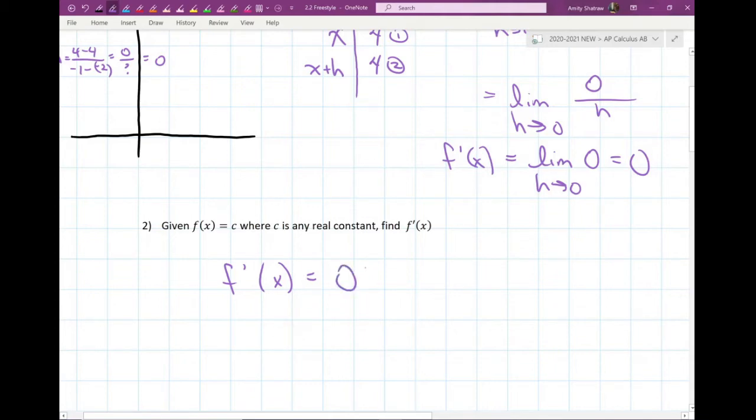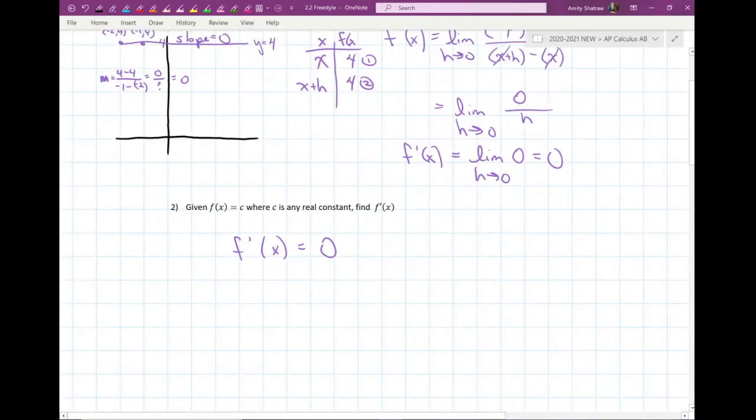And here's how I could do this really quickly, right? f of x, I'm plugging in x, I get a constant. I have that x plus h, I get a constant.